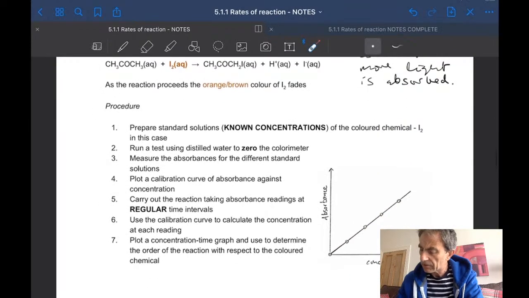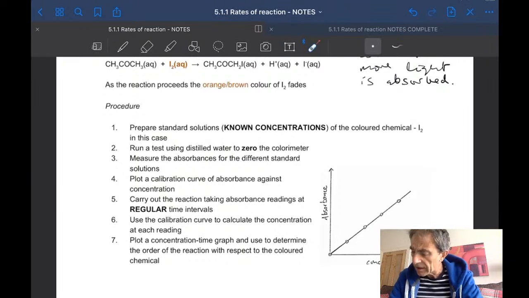So, Laura, this is going to answer your question. What would you write if you were asked to describe the procedure? What you would do is prepare standard solutions, so that's solutions of known concentration of the chemical that has the colour, so iodine in this case.